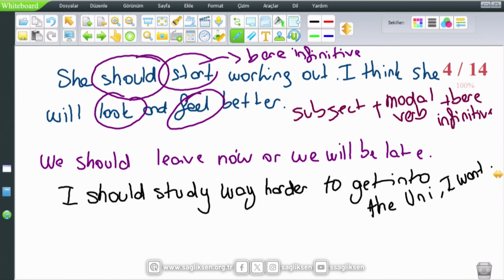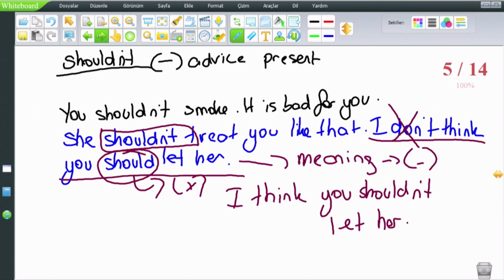I should study way harder to get into the university I want. And then we have talked about negative advice, shouldn't. Also, it's equal to ought not to. You shouldn't smoke. It is bad for you. She shouldn't treat you like that. I don't think you should let her.